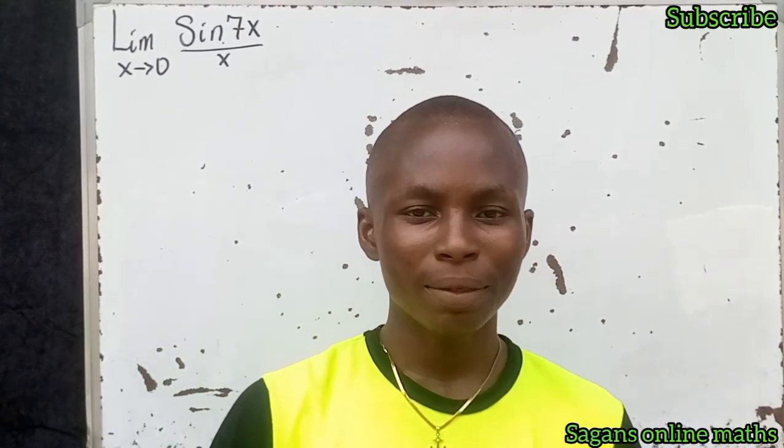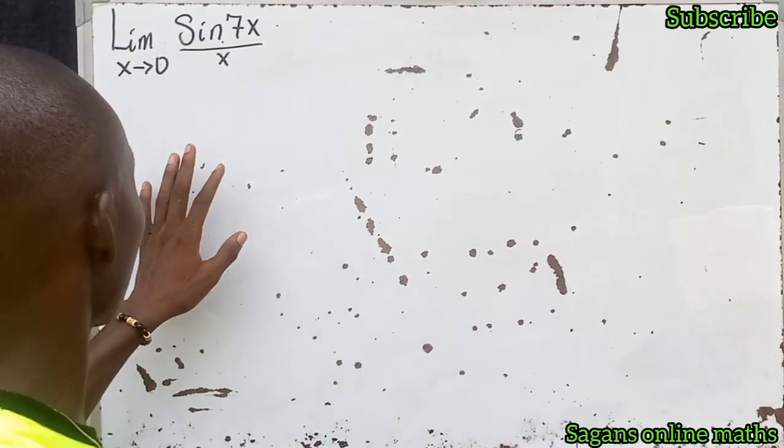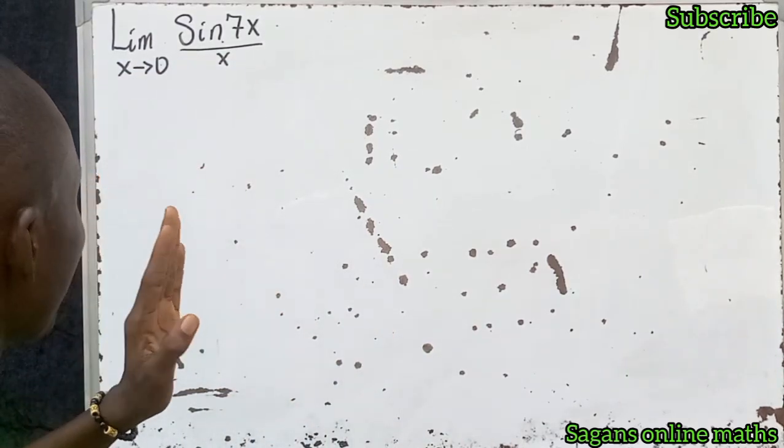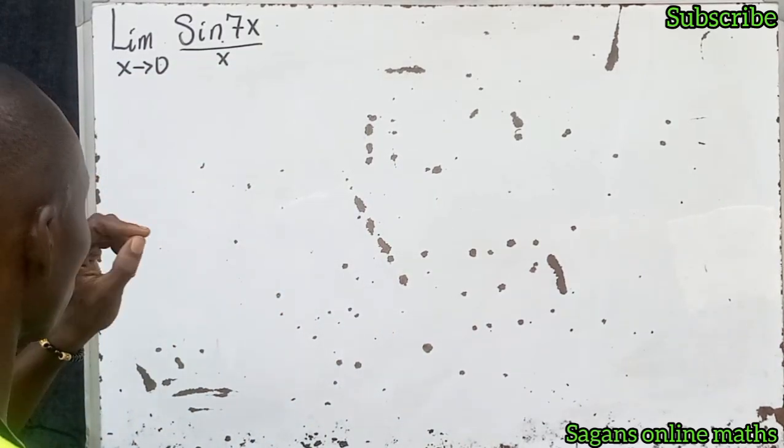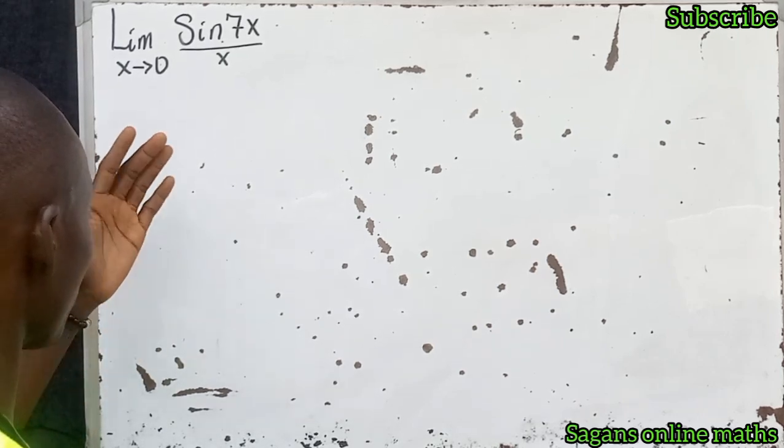Let's solve this question together. Now look at what you are given. We are given the limit of sine 7x divided by x, where x tends towards 0. x is approaching 0.